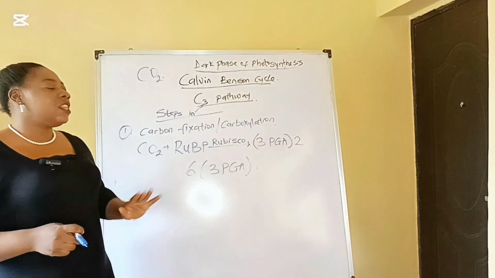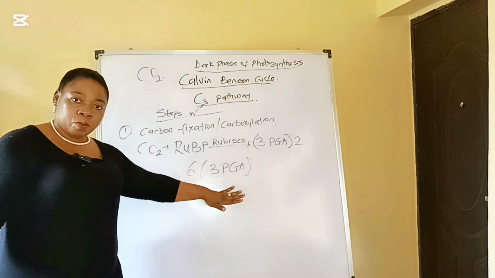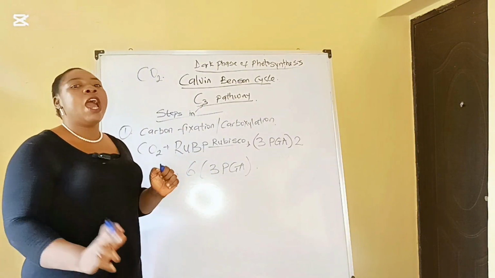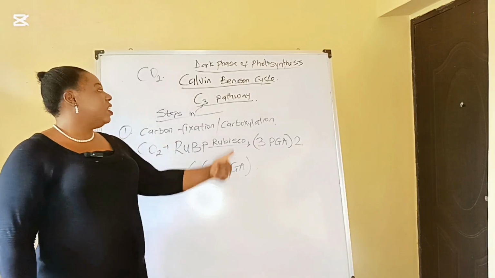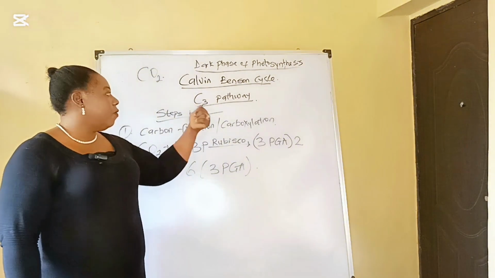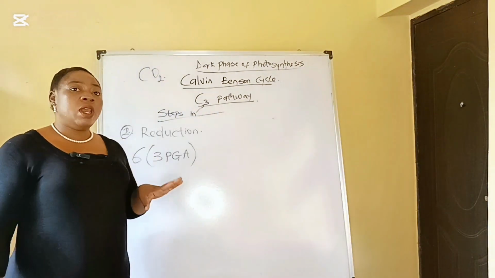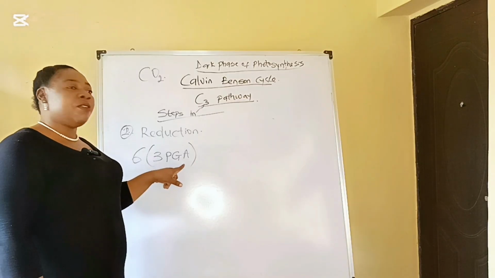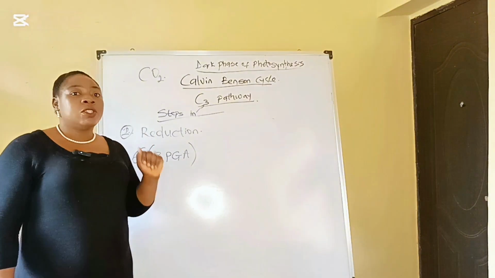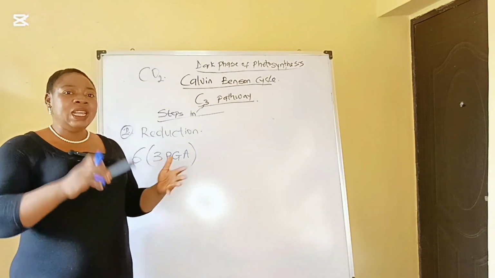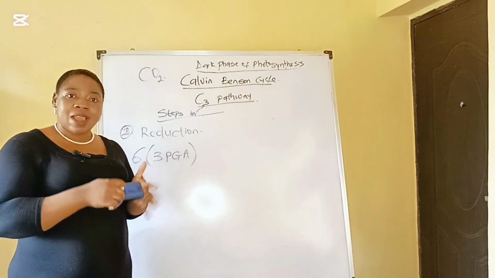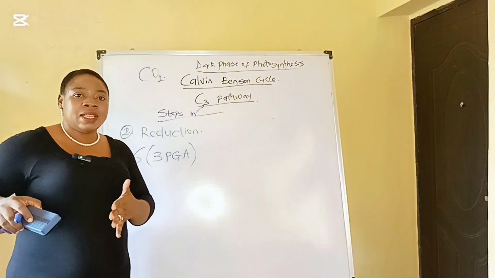Now, the products we get from step 1, which is 6 molecules of 3-phosphoglycerate, is what we will now use in step 2 of this particular pathway. And step 2 is the reduction step of the pathway. So let's go to step 2. 6 molecules of 3-phosphoglycerate will now react with 6 molecules of ATP to give us 6 molecules of 1,3-bisphosphoglycerate. And the enzyme that will catalyze this reaction is phosphoglycerate kinase.